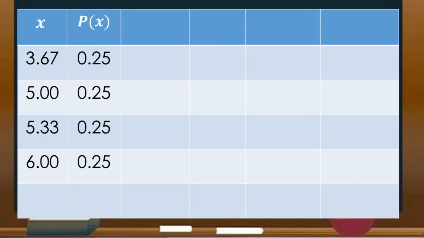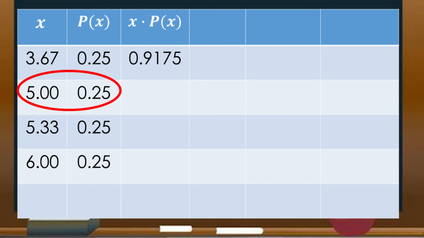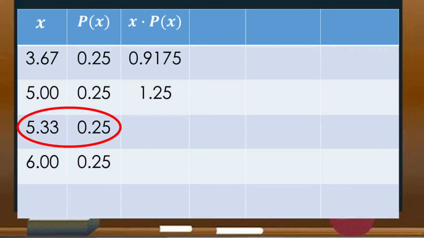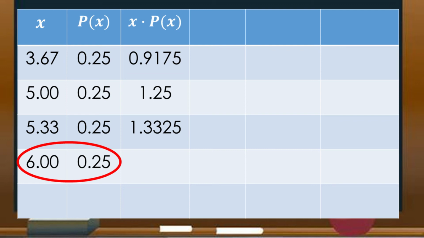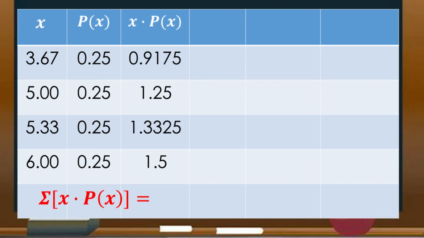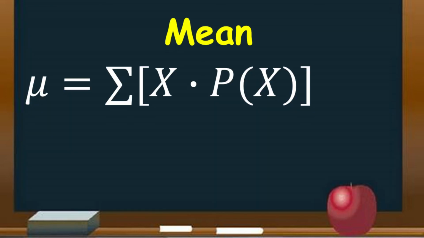First step, multiply x and p of x. 3.67 times 0.25 is equal to 0.9175. 5 times 0.25 is equal to 1.25. 5.33 times 0.25 is equal to 1.3325. 6 times 0.25 is equal to 1.5. Second step. The summation of x times p of x. Add all these values and the sum is 5. So the mean is 5.